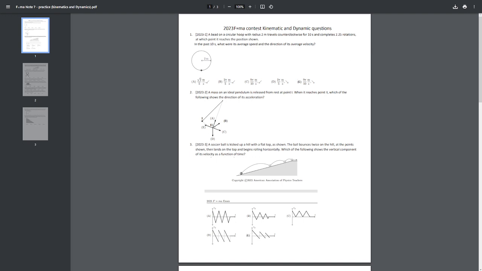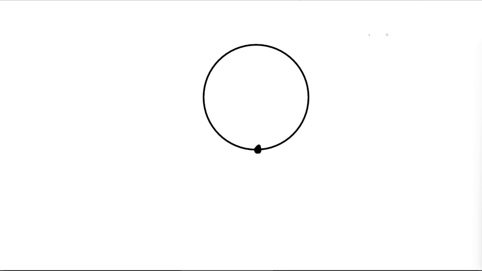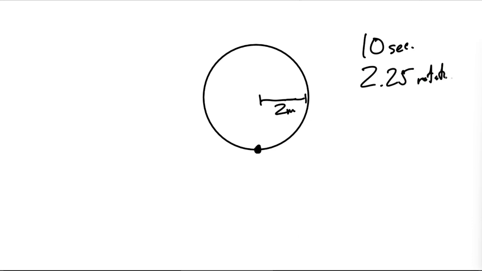Alright, this is not too hard. Let's just switch over. I'm a bit rusty. So, we have a circle, we have a hoop. That's a hoop, but it's not circular. Okay, so this is the ending position of the ball. It travels for 10 seconds around a hoop with radius of 2 meters, 2.25 rotations, right? And it asks us for average speed and direction of average velocity.